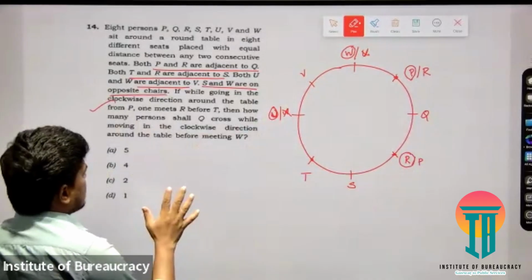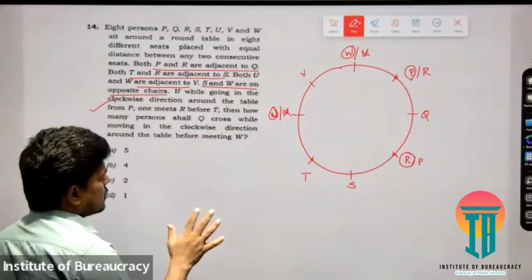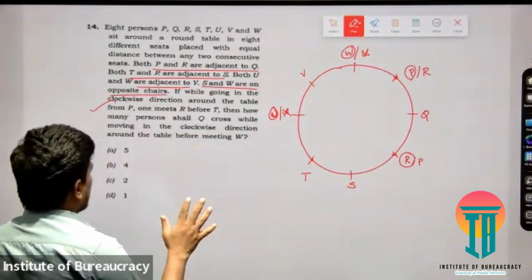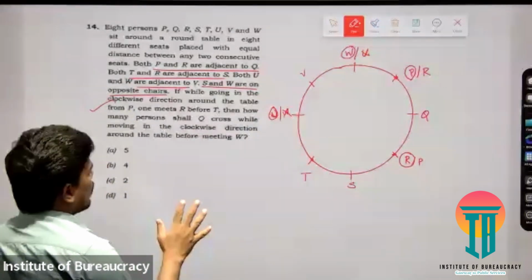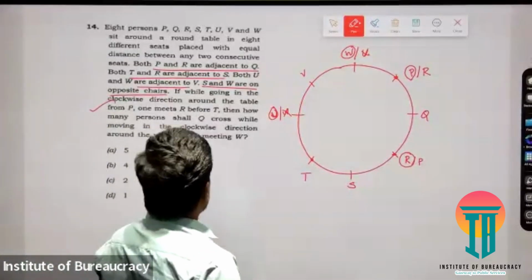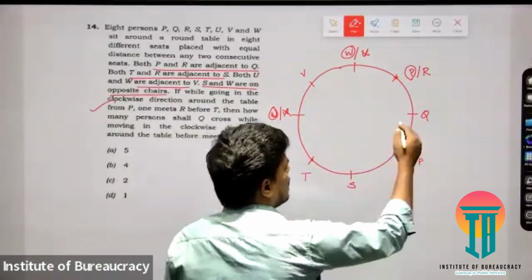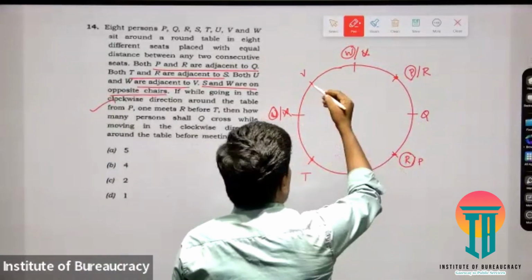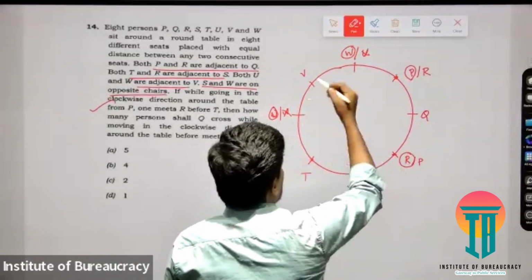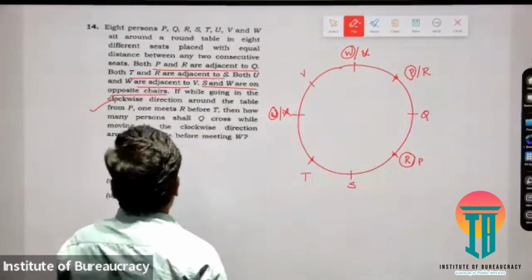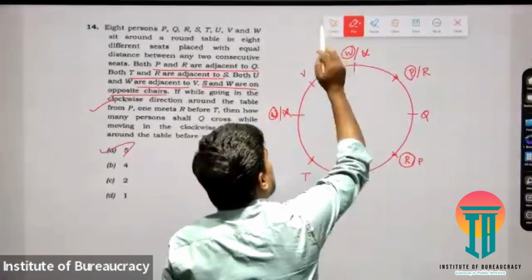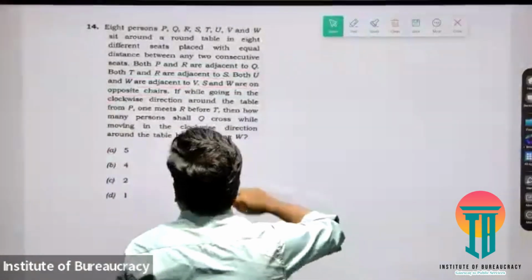Then how many persons does Q cross while moving in the clockwise direction around the table before meeting W? Before meeting W, how many persons will he meet? He will cross 1, 2, 3, 4, 5. 5 persons he has to cross to meet W. Therefore, answer is 5 for this question. It's a very simple question. Next, we move on to the next.